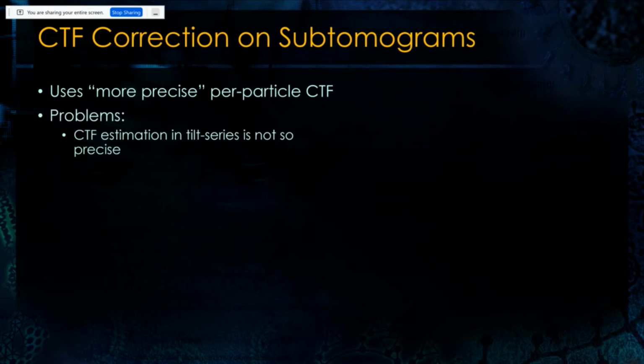However, there are a few problems with that to consider. First of all is that the CTF estimation in tilt series is not so precise. The differences in 1 nanometer defoci will not give you that much. We tested it a few times and we never got anything better going below this 15 nanometer slab. So this is more or less the precision that you should aim for. So for really smaller differences, this per particle thing is not so crucial because the estimation is not so precise.